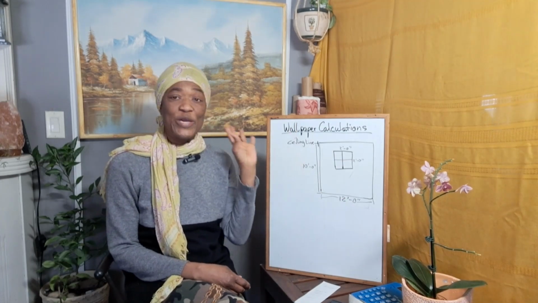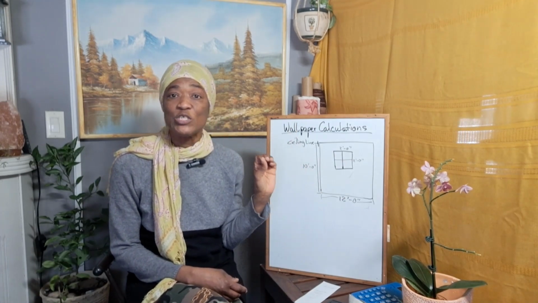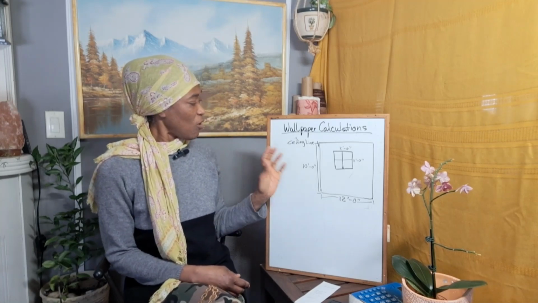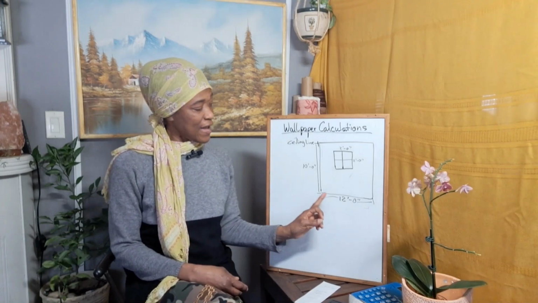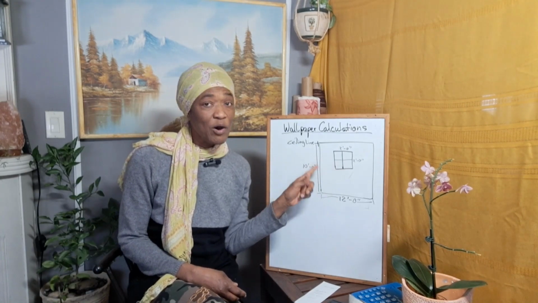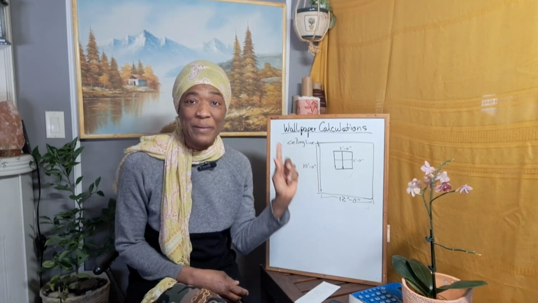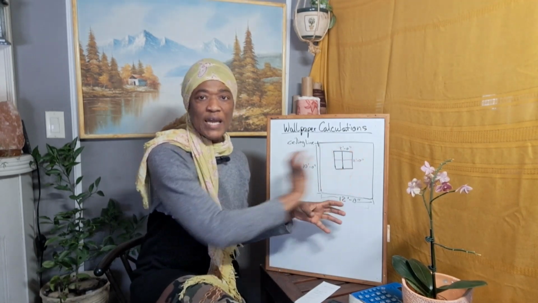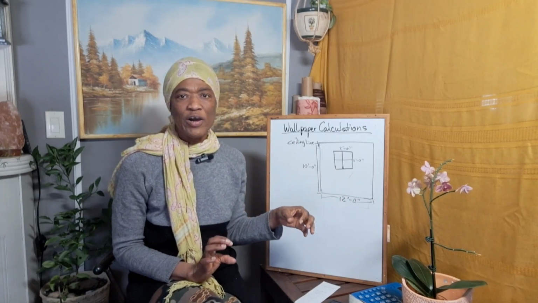On the board we have a diagram which represents a wall. Now the wall is 10 feet high and 12 feet wide. There is a small 2x2 window in the middle. If that's your situation, just pretend there is no window and calculate your wallpaper, right?